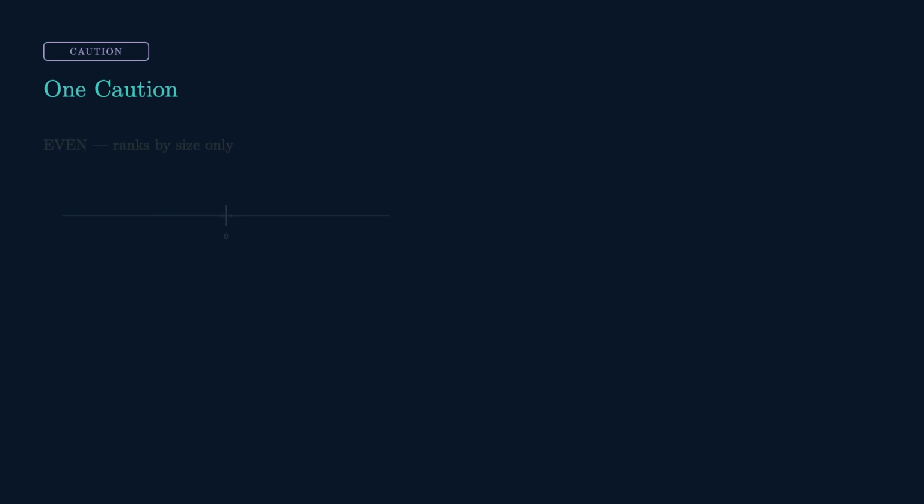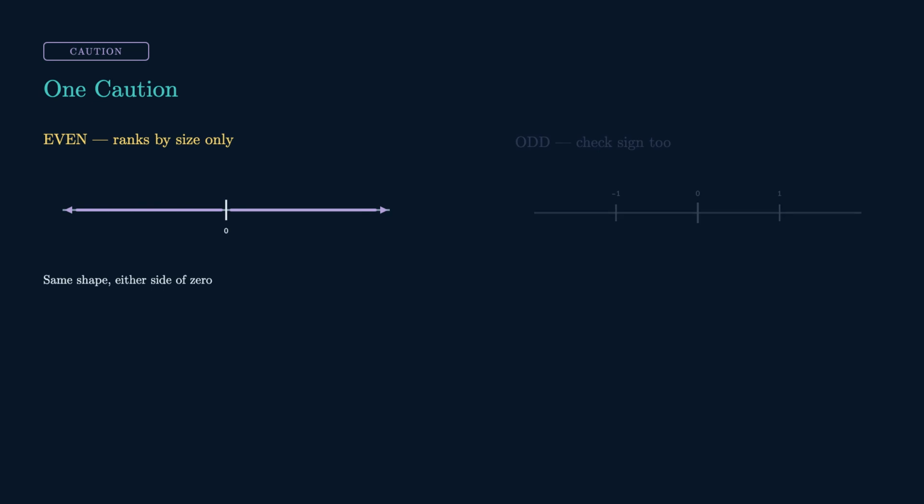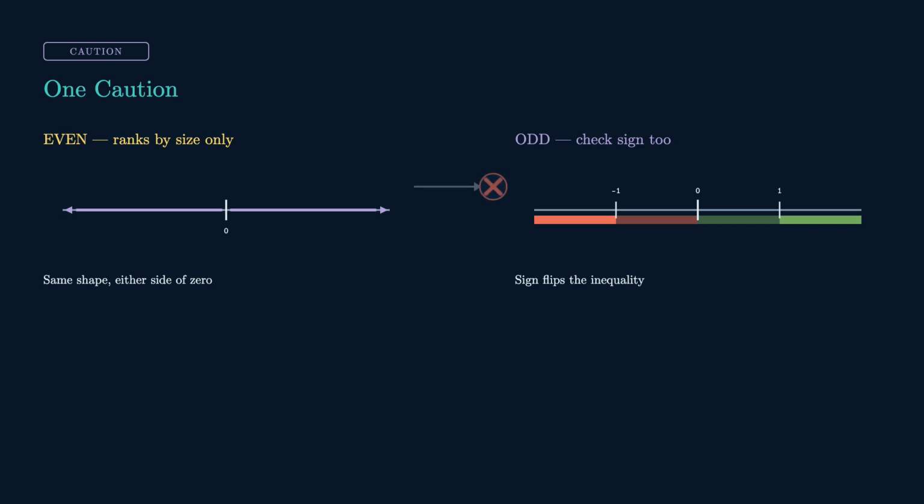Everything we just ranked was even powers, where only the size of x matters: 2 bands, done. Swap in odd powers and the sizes still behave the same way, but the inequality flips wherever x is negative. 4 bands, not 2. Take the even rule and drop it straight onto odd powers and your answer comes out exactly backwards. So remember where we started?